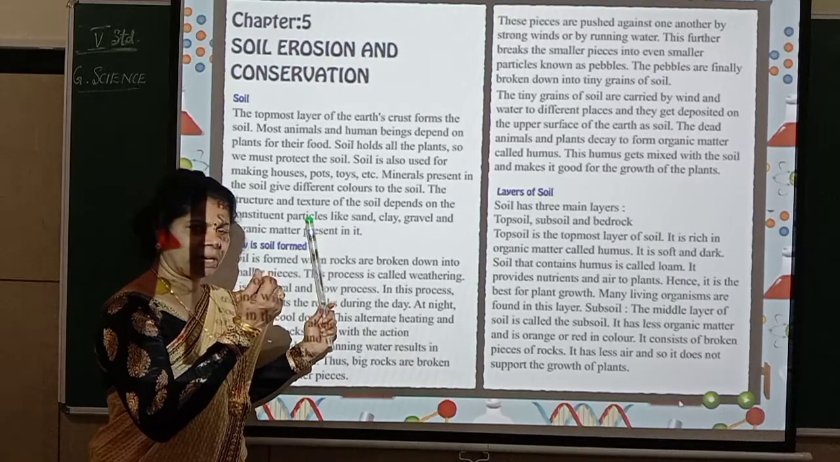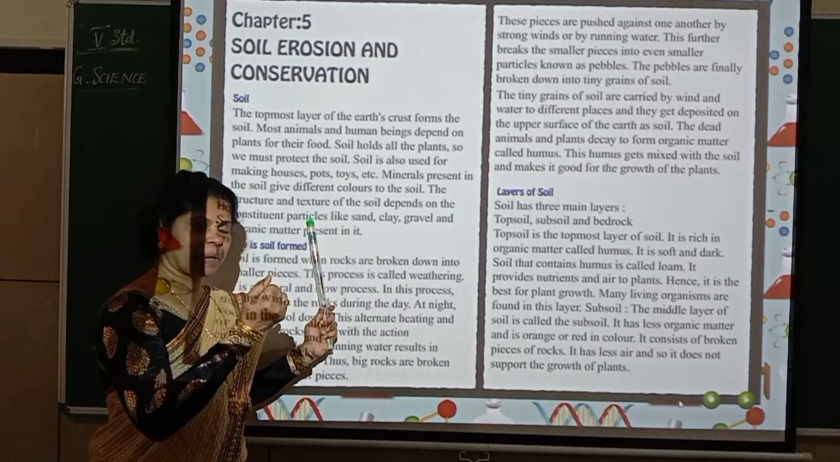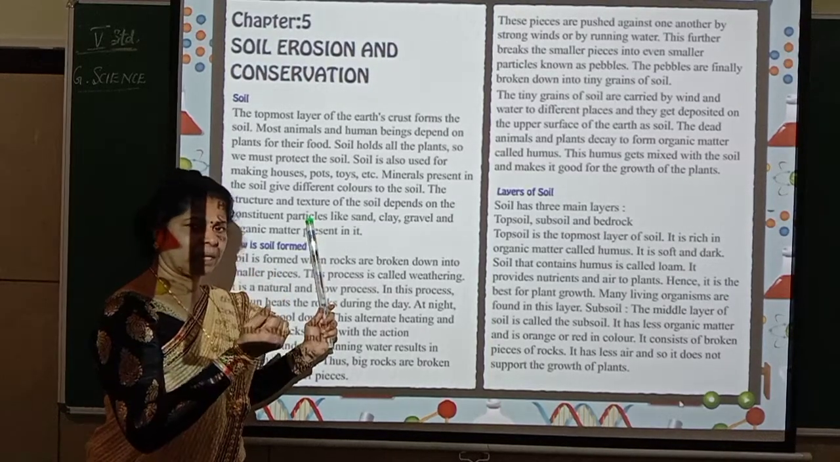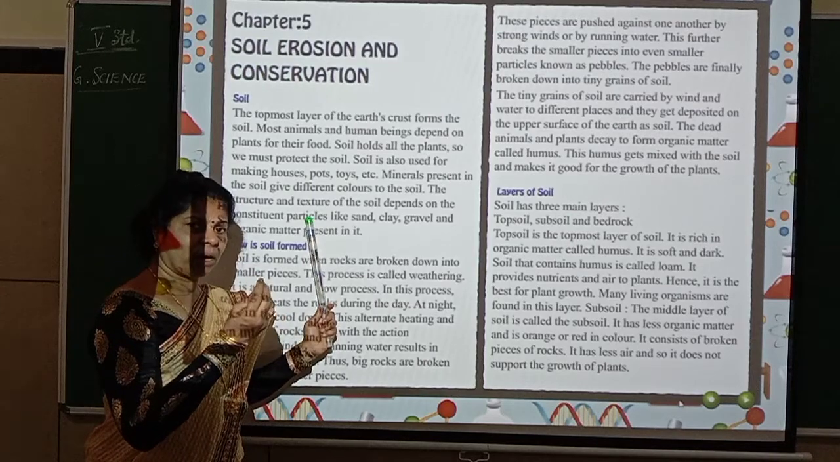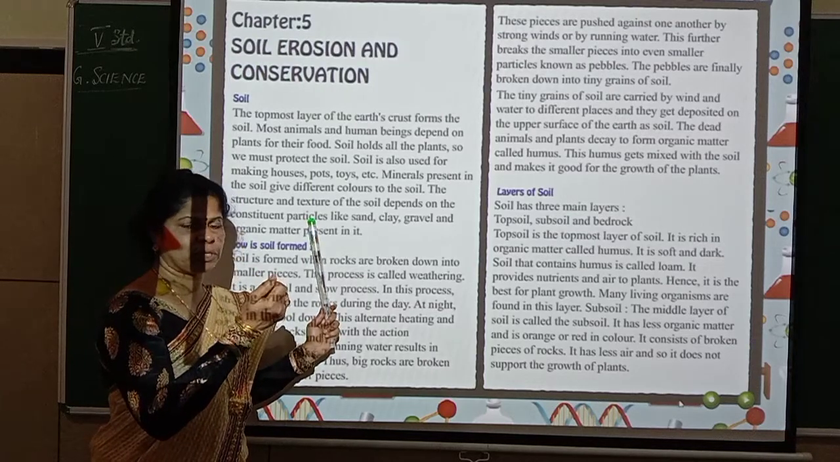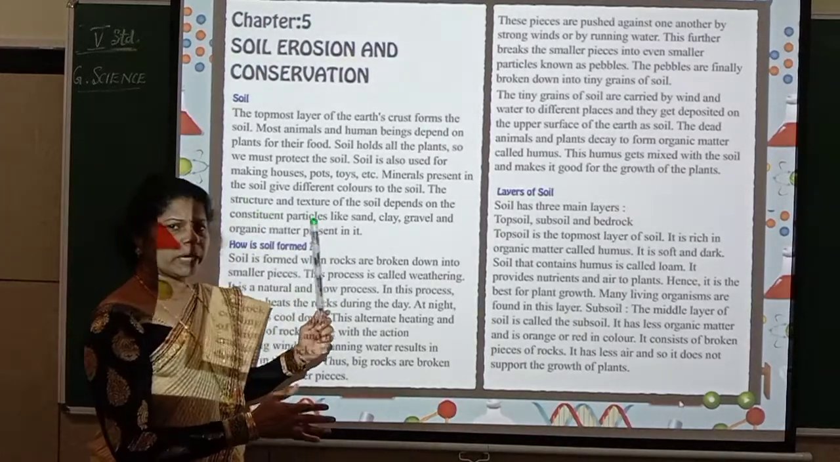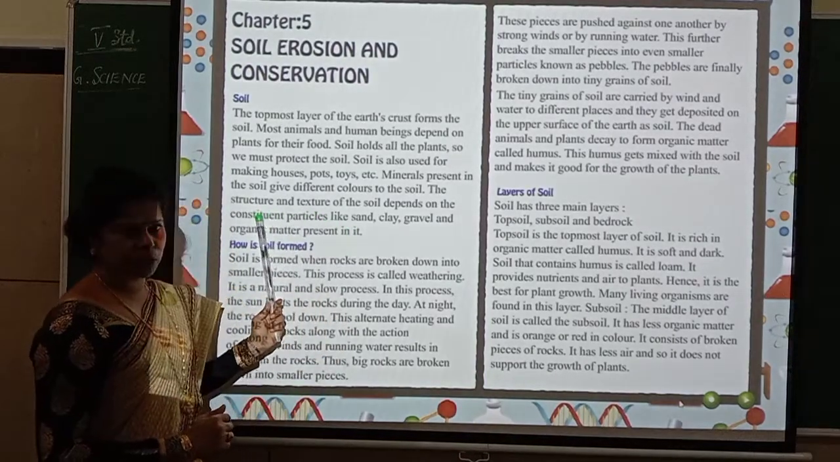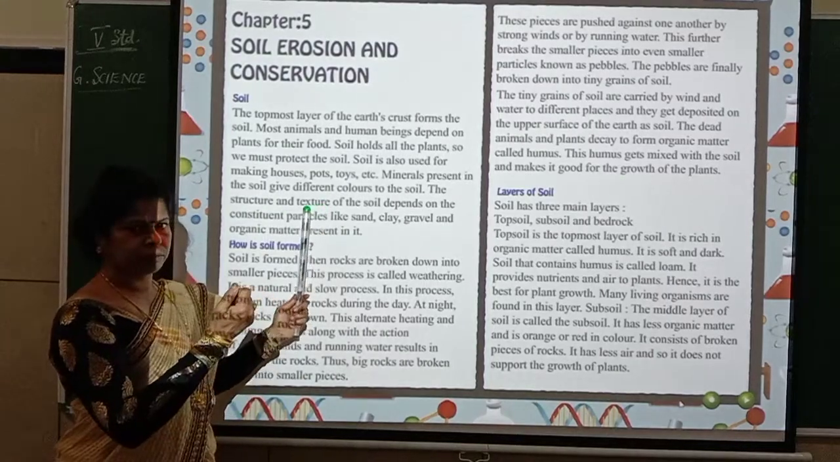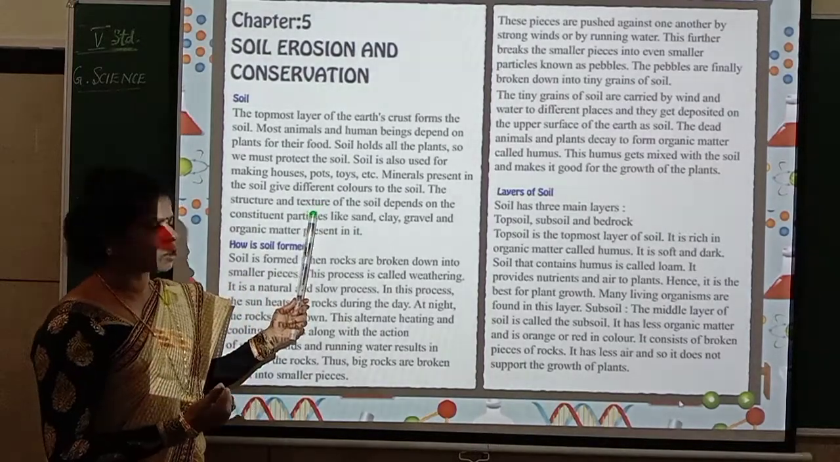Whether it is a very soft, very fine particle, or a coarse, rough particle, or a big particle, all that you feel when you touch it is called texture. And structure is when you look at it. The appearance is called the structure. Texture is when you feel it. When you touch it and feel, that is called the texture.